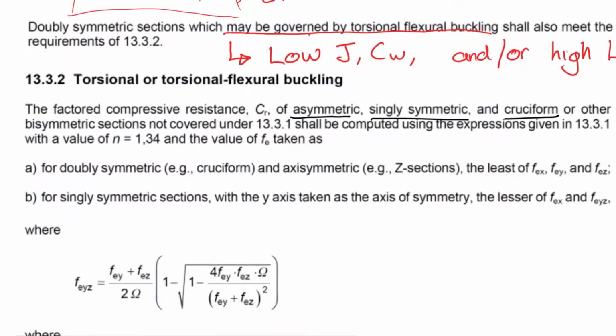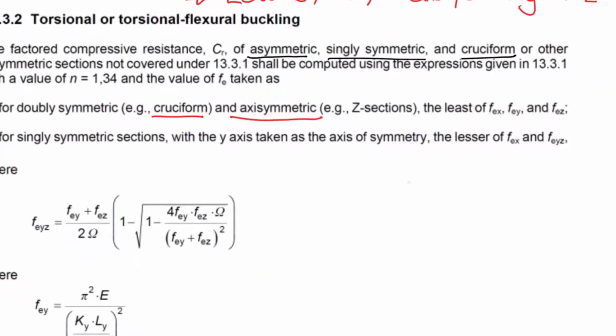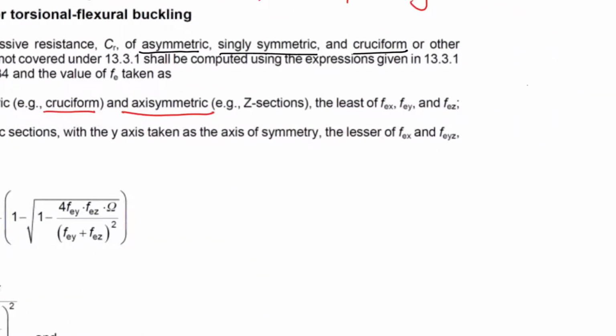Coming back, now we've got a doubly symmetric, cruciform or axisymmetric section. Firstly, what is a cruciform or an axisymmetric section? Cruciform looks like a cross. That is a cruciform section. If you were to put a compressive load on this, it is likely to twist, so a torsional failure is possible with it. That's why you have to be a bit more careful with it.